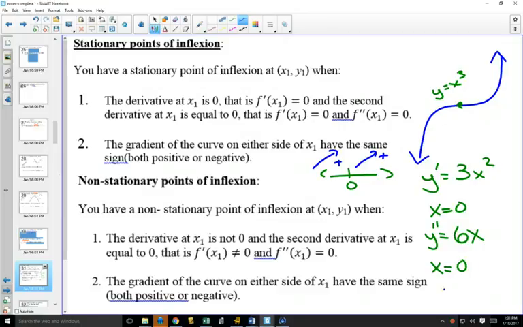But if I look at what happens on my number line at 0 with my second derivative, what happens when I plug in a value less than 0 into my second derivative? It's negative. That means it's going to be concave down. And when I plug a value larger than 0 into my second derivative, it's positive, meaning that it's going to be concave up.